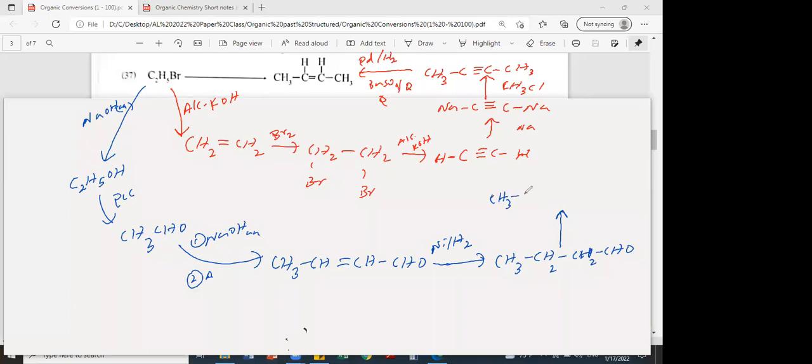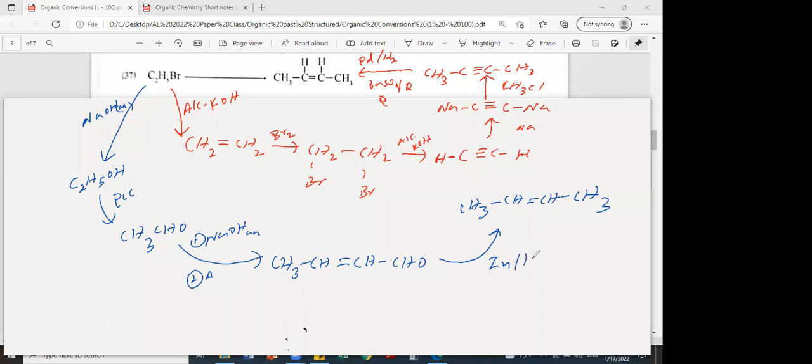CH3. Then you can reduce, no? Clemmensen reduction, you can do the Clemmensen reduction, I think. No, not this one, sorry. Nickel hydrogen, no need. Wait, directly you can get the product, no need for nickel hydrogen. Sorry about that. You can do this Clemmensen reduction, CH3CH=CHCH3, with zinc amalgam and concentrated HCl.